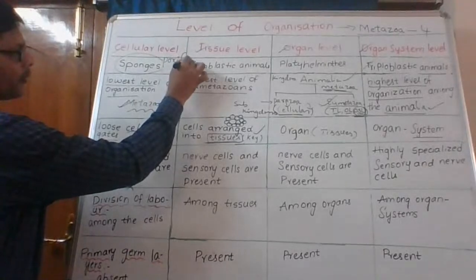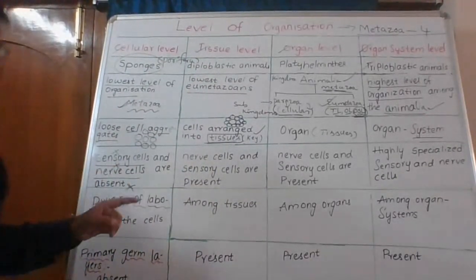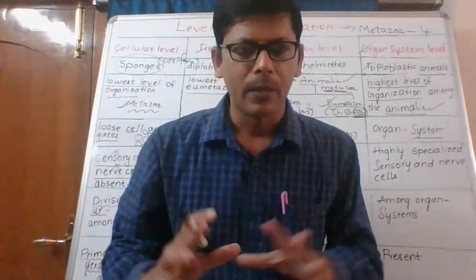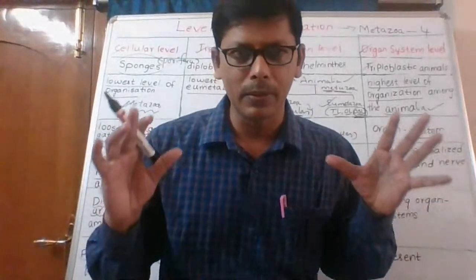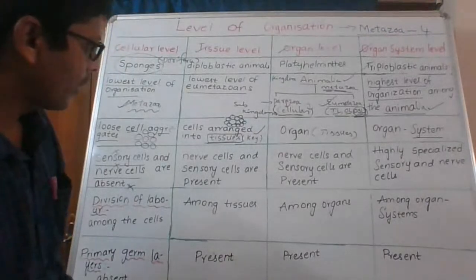In the Porifera phylum, there are no sensory cells and nerve cells. Due to the absence of sensory cells and nerve cells, there is no coordination among the cells. Come to the next one, tissue level of organization.